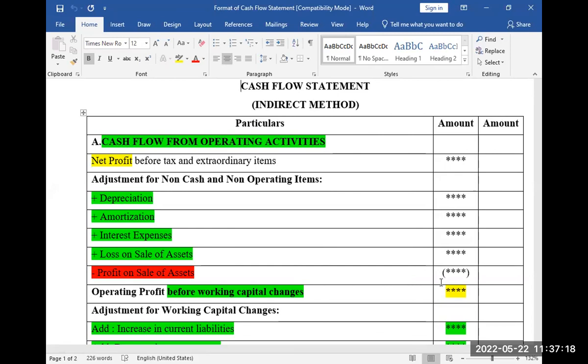Suppose in last year's balance sheet, land and building was shown as 5 lakhs. In the current year's balance sheet, land and building is 10 lakhs. How much difference? 5 lakhs. What could be the reason for this difference? Possible. But will you record that increase of value in the balance sheet every year?